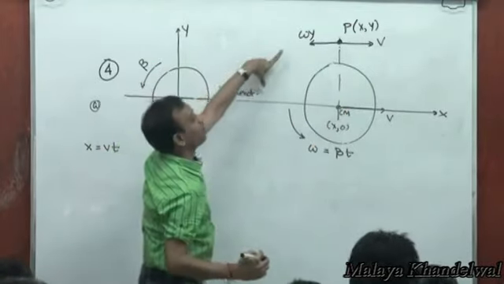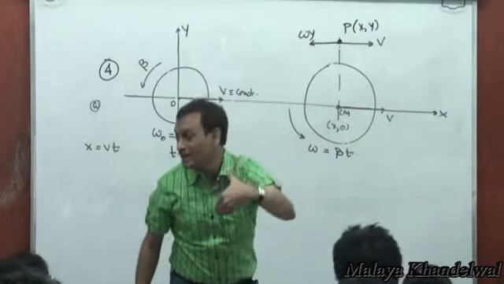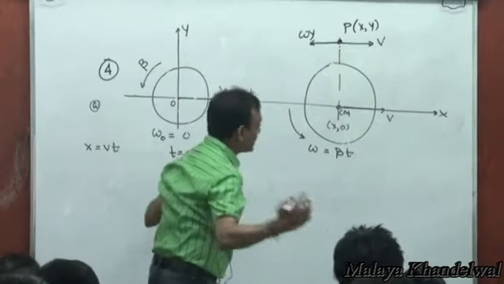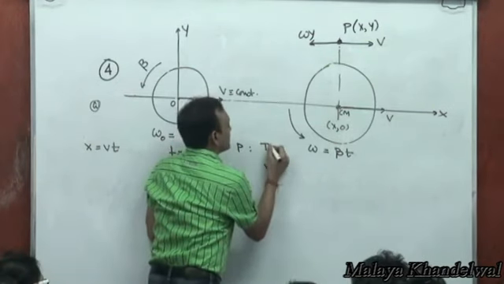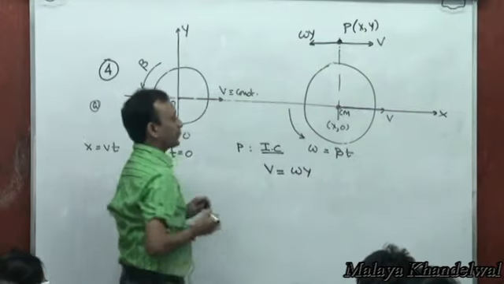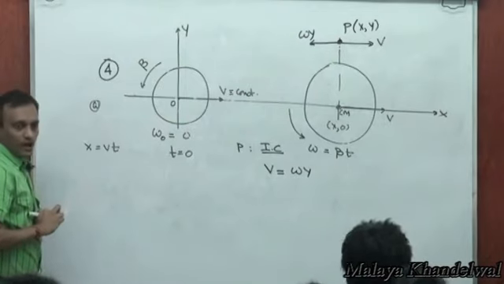You can identify a y such that v would be equal to omega y, and then this point would be the instantaneous center. If v becomes equal to omega y, then the point P is the instantaneous center. So for P to be the instantaneous center, v must be equal to omega times y. Yes or no?